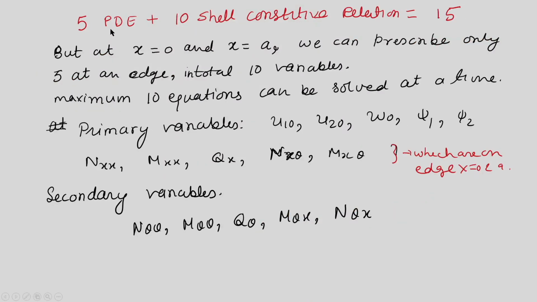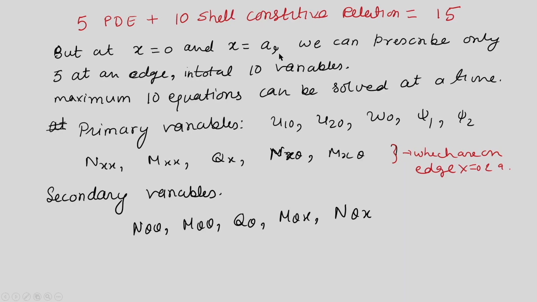Now, we have 5 partial differential equations and 10 shell constitutive relations. So, overall we have 15 equations, but at x equal to 0 and x equal to a, we can prescribe only 5 at an edge. So, at maximum we can solve 10 variables at a time. We have to choose 10 primary variables in such a way that we can satisfy the boundary conditions. The variables which are prescribed over the edges x equal to 0 and x equal to a will be considered as primary variables. The other variables which are not in this set are considered secondary variables.